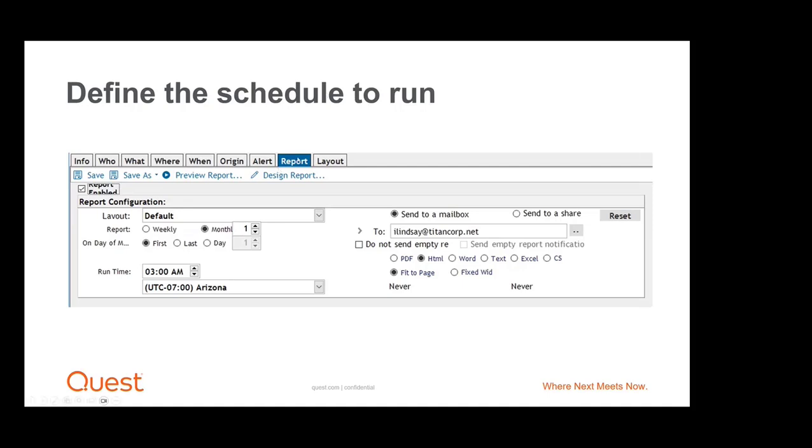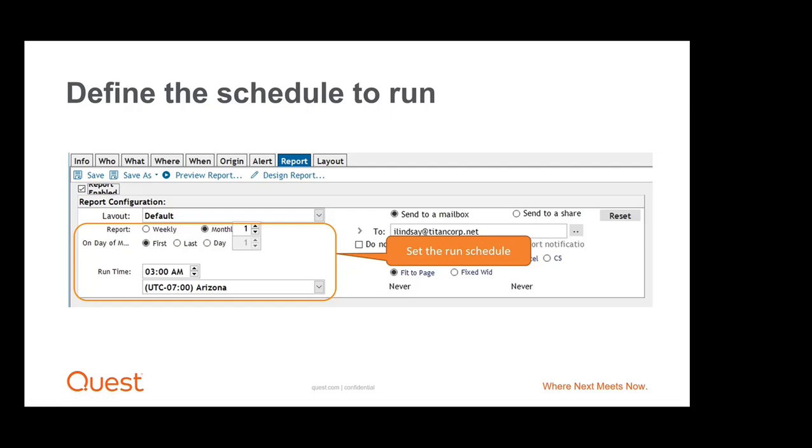Now I need to go to the report tab here and define when and how I want this report to happen. So you see, the same way as the alert, there's an enable report button. We modify just the default layout to change the logo. If you had created an additional layout, this is where you would select it after we've enabled it. Then we're going to define how it runs.